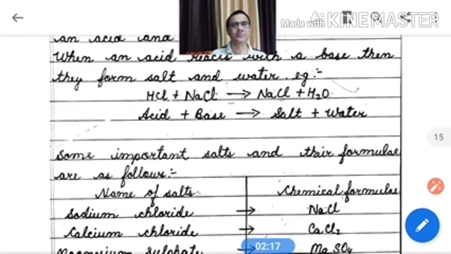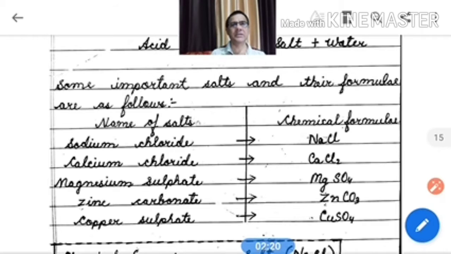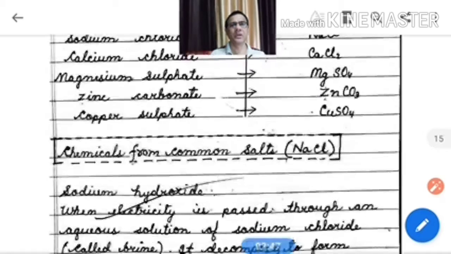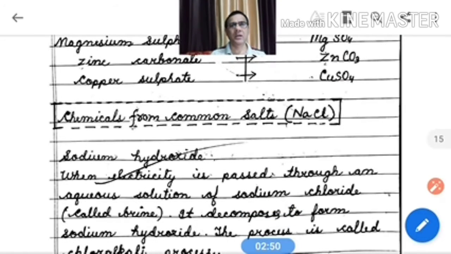is called salt. Now in the next table some important salts are given, and their formulas are as follows: sodium chloride NaCl, calcium chloride CaCl2, magnesium sulfate MgSO4, zinc carbonate ZnCO3, copper sulfate CuSO4. These are only a few examples of salts. Now our next heading is chemicals from common salt. It means we will study a few compounds which are obtained from sodium chloride, NaCl.